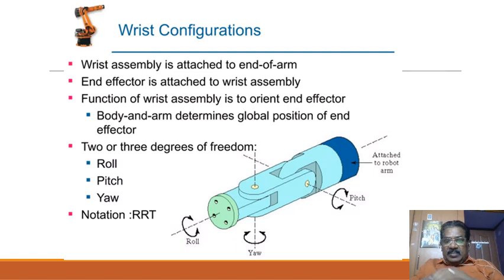Wrist configuration. Now we have come to the wrist. We have finished with the robo. We'll come to the wrist. And the wrist can be moved. You can rotate it. So there are a lot of movements there.